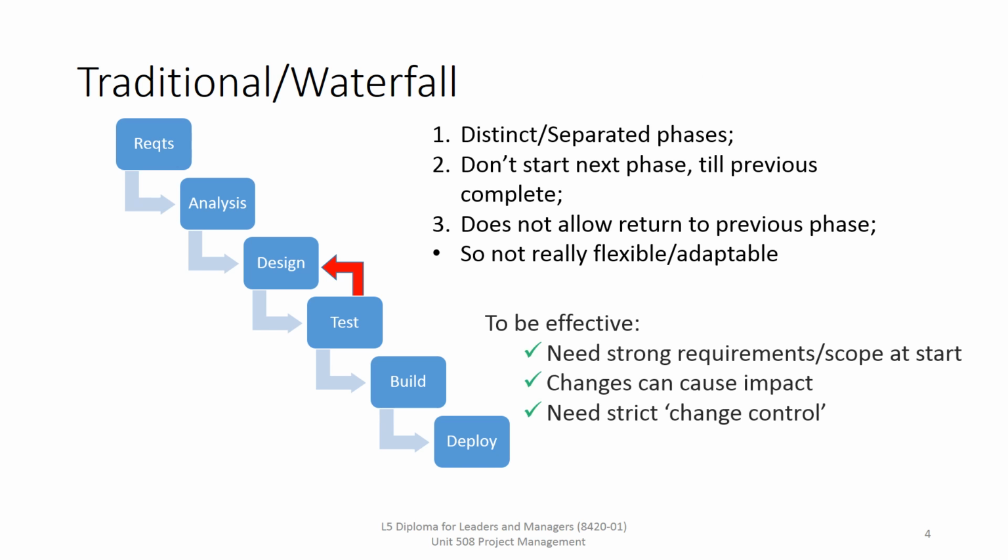But to be effective, it really needs a strong requirement or scope at the start. So we really need to know exactly what we're doing before we start, because changes can cause adverse impacts on time and cost and could involve us going all the way back to the beginning. And if we are going to have changes, we're going to need to have some strict change control mechanisms in place to manage that, and we'll be talking about them more in the next session. So that's traditional waterfall.